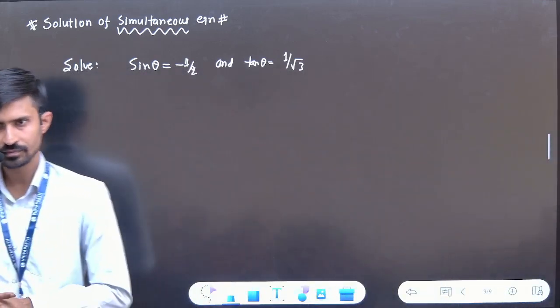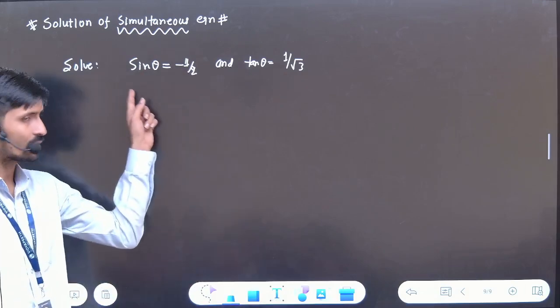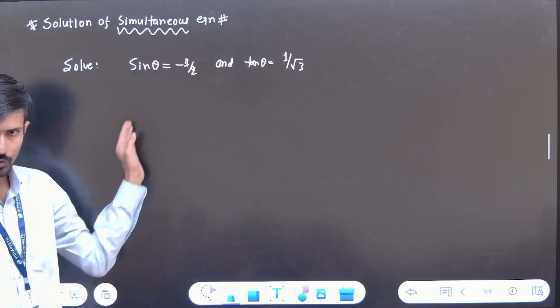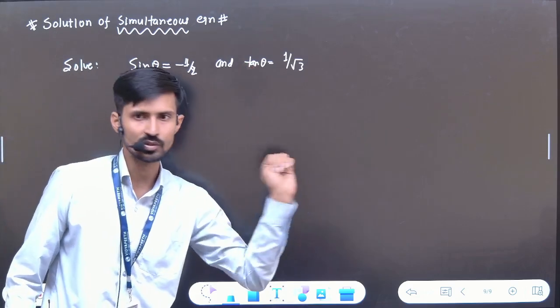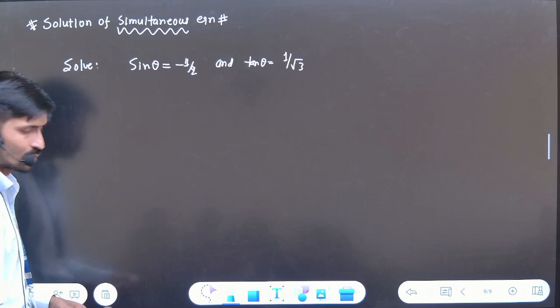First step, what will I do? I will find the general solution of this, and I will find the general solution of that. First step. Okay? So I am going to do that.